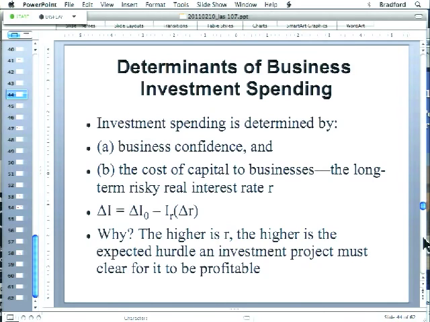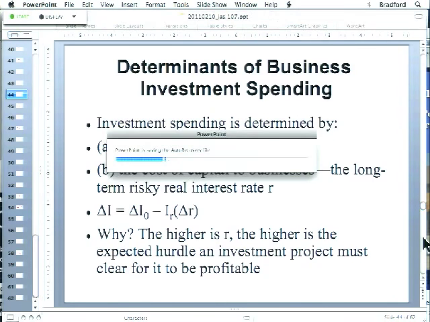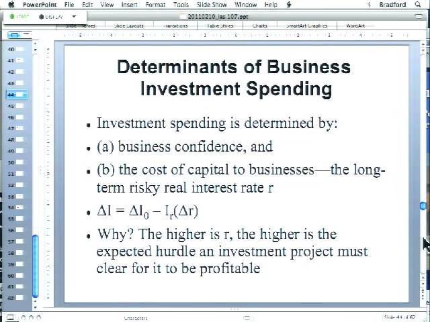So here we have it again: the change in business investment spending on the left, the change in business investor confidence in the first term, the sensitivity of business investment to the interest rate on the second, and the change in the interest rate relative to baseline on the third. That's going to be our investment equation for this course.